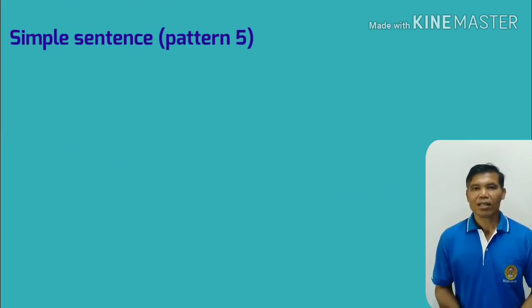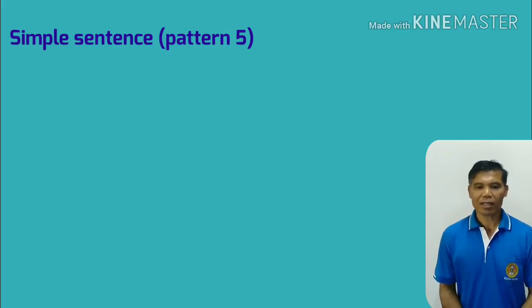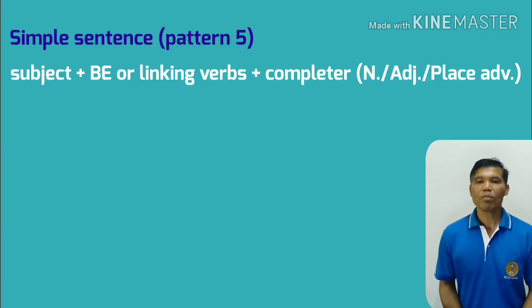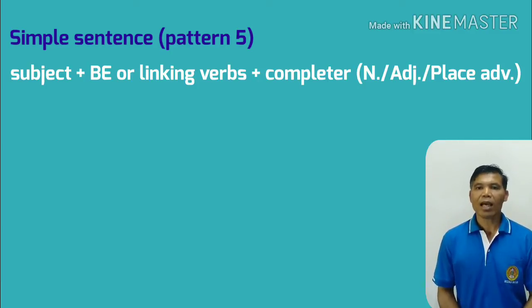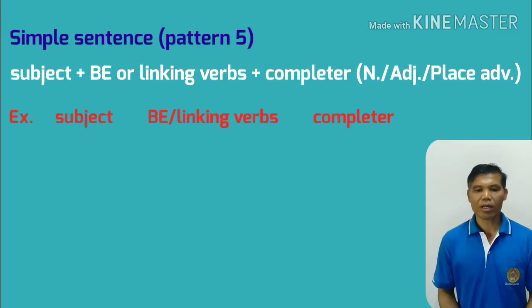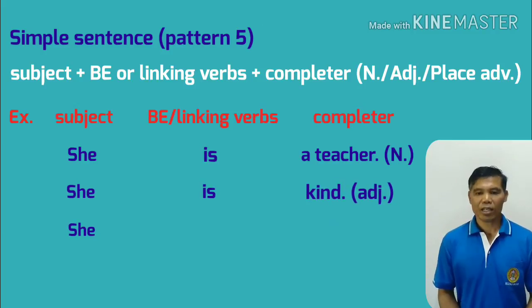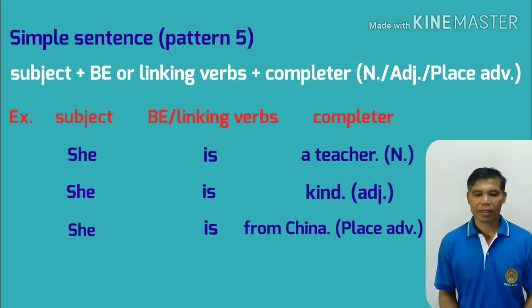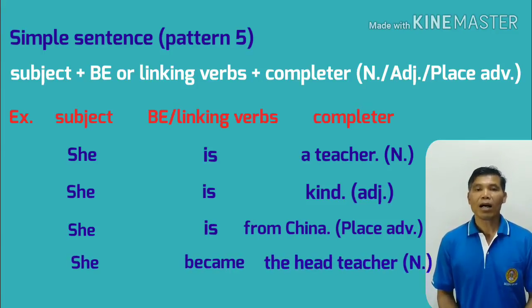Next, simple sentence pattern 5. The structure goes like this. Subject followed by verb be or a linking verb, followed by a completer, and a completer can be a noun, an adjective, or a place adverb. For example, she is a teacher. She is kind. She is from China. She became a head teacher. She looks confident.